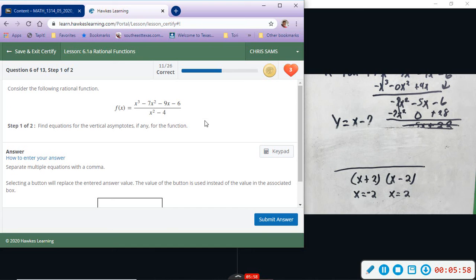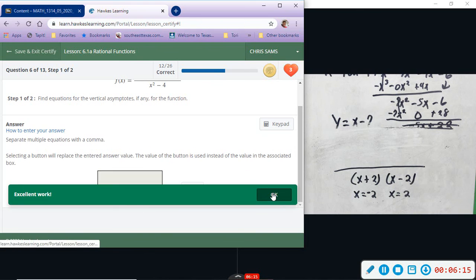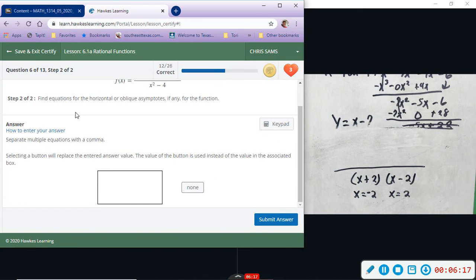Okay, so x equals negative 2, comma, x equals positive 2. And then it says oblique or horizontal, so that is just y equals x minus 7.